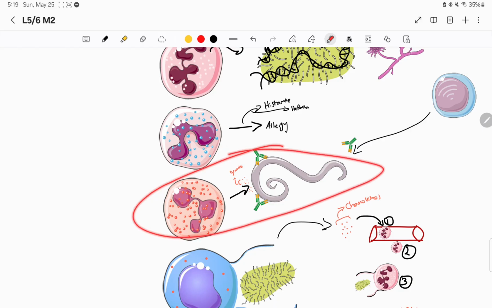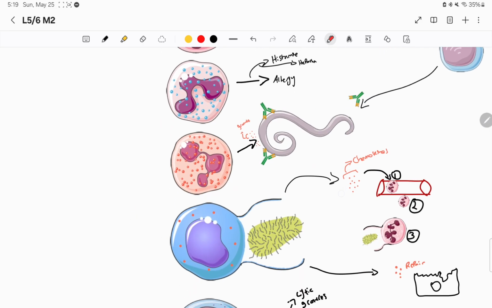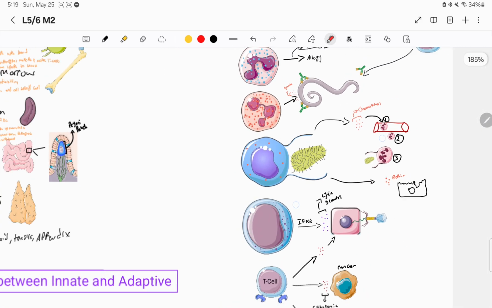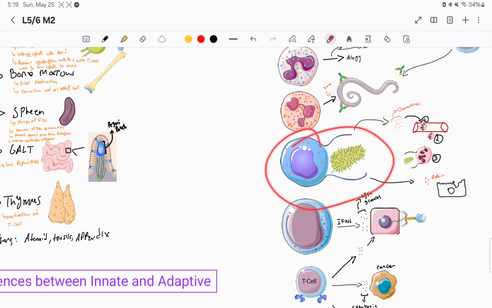Now, this is just the current hypothesis. It's not really proven yet. Okay, the next cell we're going to talk about is this big old guy, macrophage here.